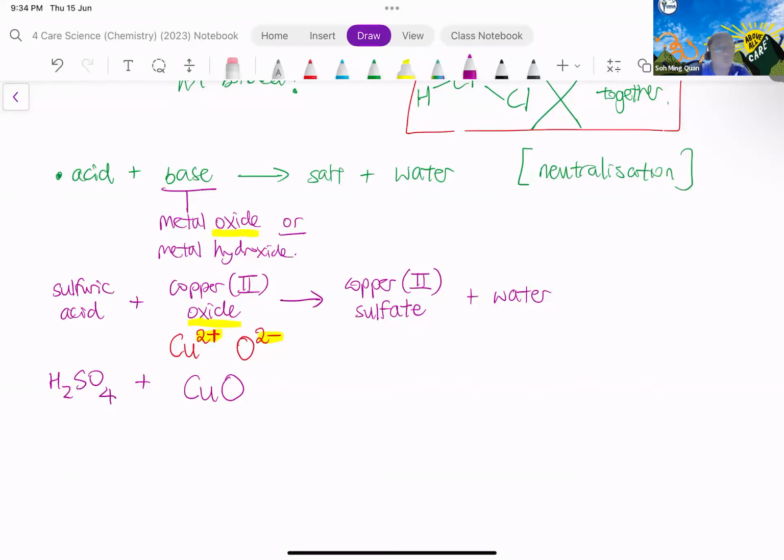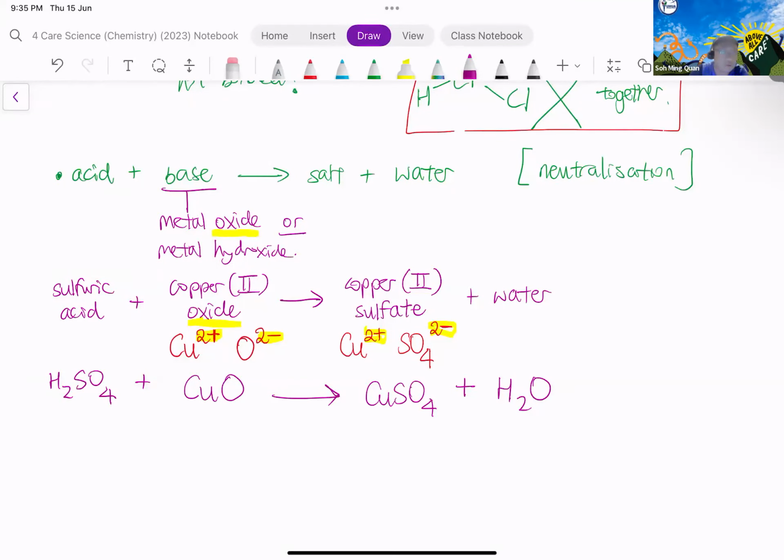You just need 1 copper to balance 1 oxide ion's charge because the 2 plus and the 2 minus cancel each other out. Then we come to copper 2 sulfate. Again, got to be careful. Copper 2 is Cu2 plus. Sulfate you have to memorize: SO4, 2 minus. So again, 2 plus, 2 minus, CuSO4 plus H2O. Okay, water is H2O.